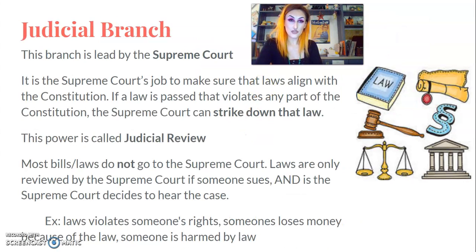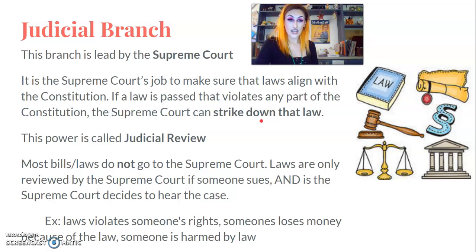But let's move on to the judicial branch. The judicial branch is led by the Supreme Court. This is the highest court in the judicial branch. And it's their job to make sure that laws that are passed align with the Constitution. So they kind of put the laws on trial, if you will. And if there's any law that doesn't line up with something in the Constitution, they can strike that law down. And that's what we call judicial review.